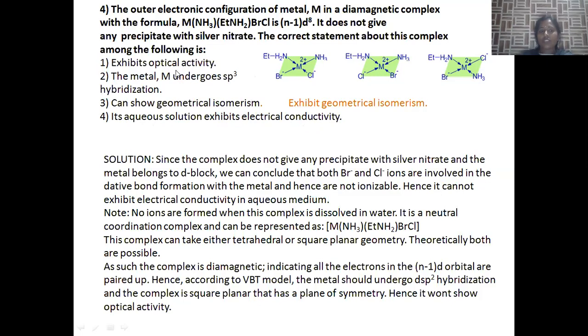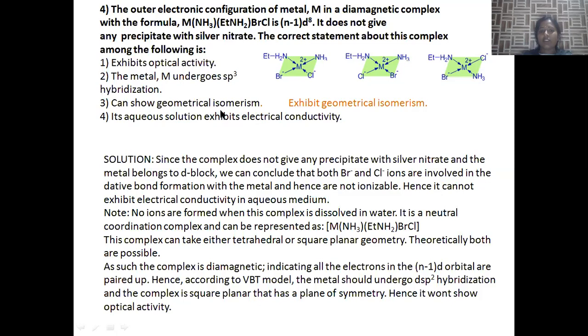Then let us go for the first statement, optical activity. In order to get optical activity, the molecule should be asymmetric. But here the statement is that it is diamagnetic. Diamagnetic indicates that the central metal is involved in dsp2 hybridization instead of sp3 hybridization, because for diamagnetic nature, strong field ligands are needed, and then only square planar geometry will be there. In square planar geometry, planar symmetry is present. That's why optical activity will not be present in that molecule. And there is no provision for sp3 hybridization because the molecule is diamagnetic. It is a low spin complex.